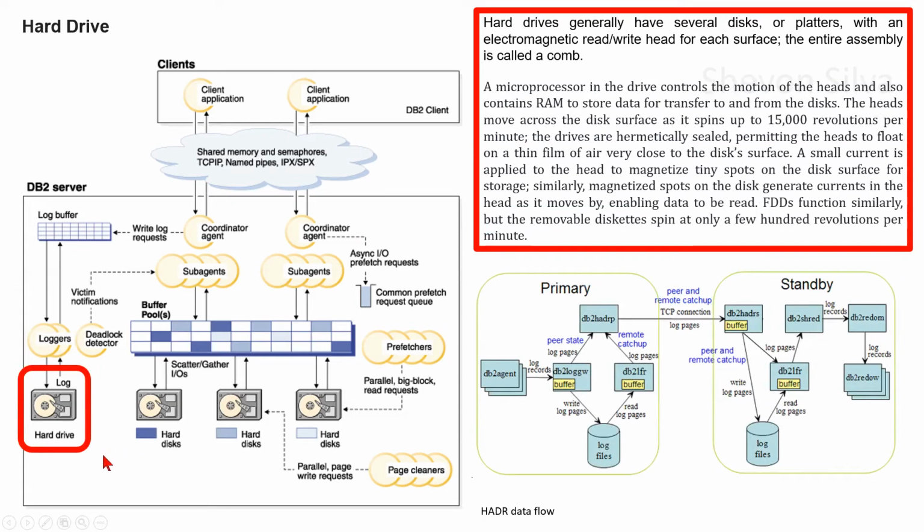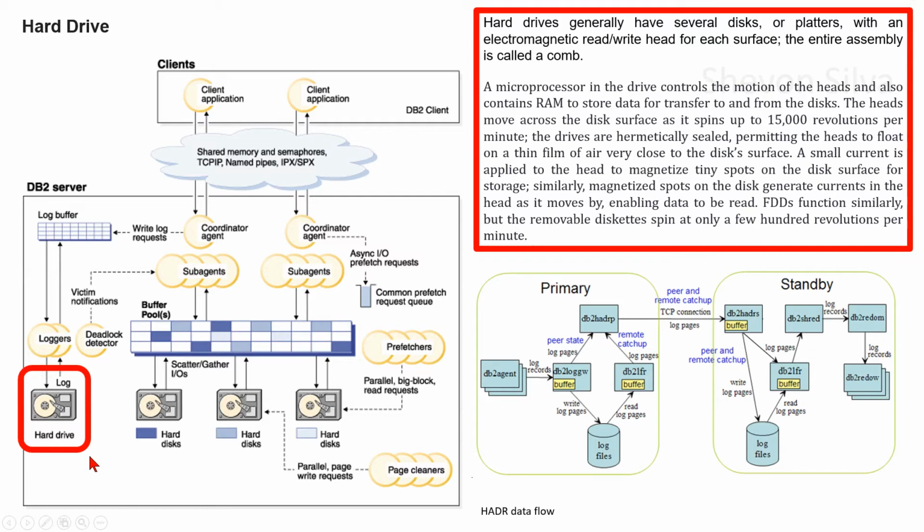Now we are considering hard drive. Hard drives generally have several disks or platters with an electromagnetic read-write head for each surface. The entire assembly is called a comb. A microprocessor in the drive controls the motion of the heads and also contains RAM to store data for transfer to and from the disk.